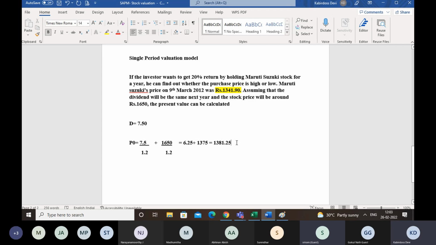So that is how we calculate the single period valuation model. Then how do we do the multi-period valuation model?